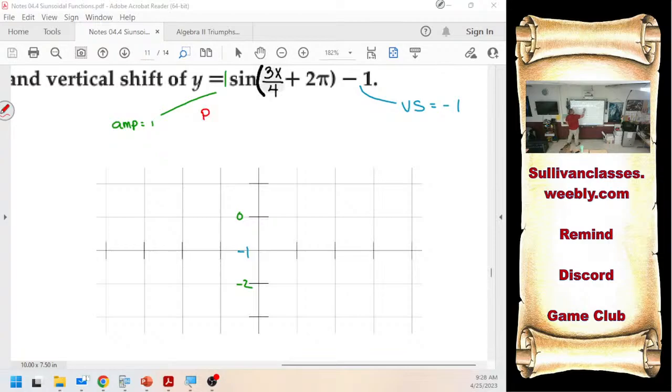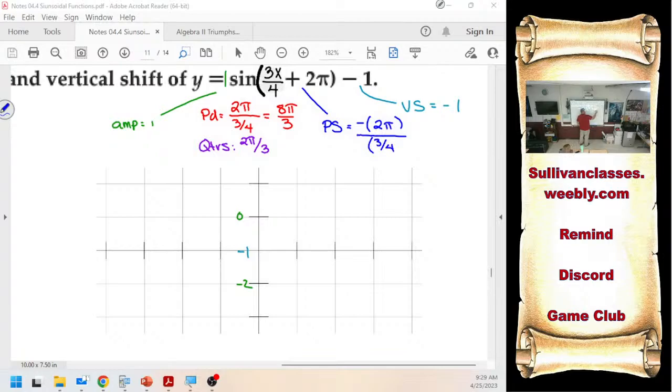Period. 2 pi over b, which is 3/4, which is 8 pi over 3, which gets quarter marks of times 1/4. Phase shift. -c 2 pi over b, 3/4.